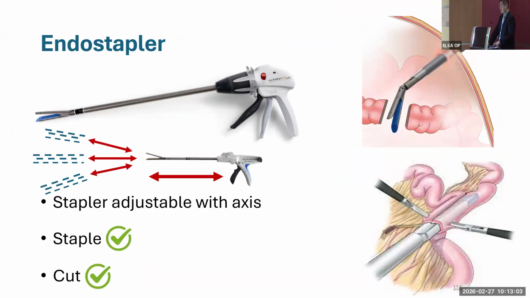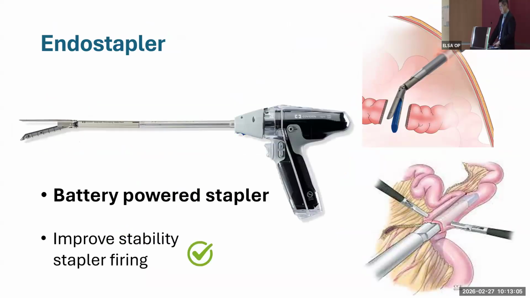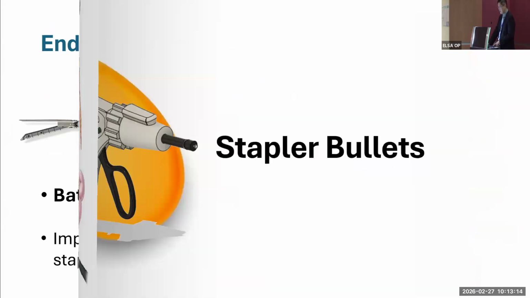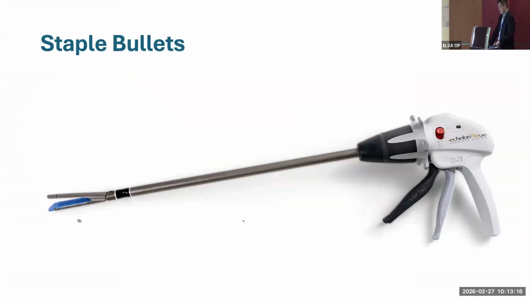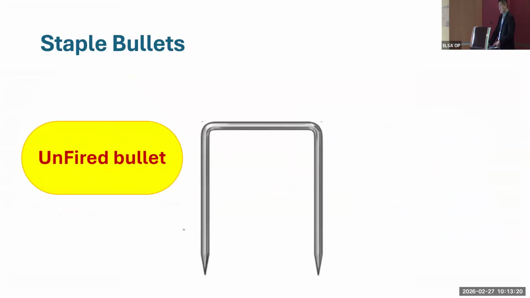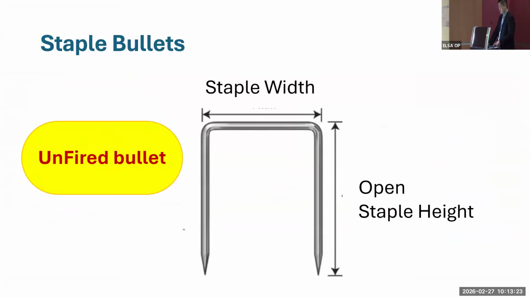And to make things even better, they now develop this battery powered stapler to improve the stability for firing the staplers. Next, staple bullets. The small thing there is a staple bullet. It is an unfired bullet. This is the staple wide and the open staple height.